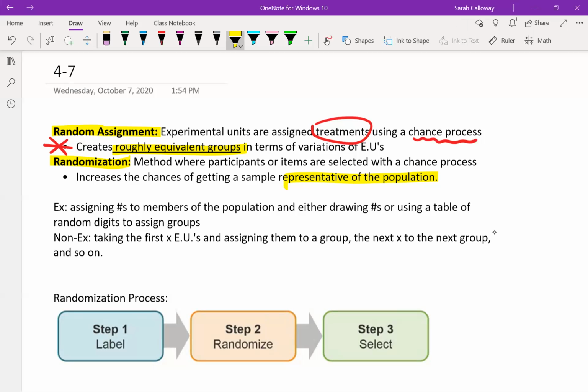Something that is not randomization is, if I need groups of 10, taking the first 10 experimental units and saying, okay, this is my treatment group, and then taking the next 10 and saying this is my control group, right? I can't do that. That's not randomizing.